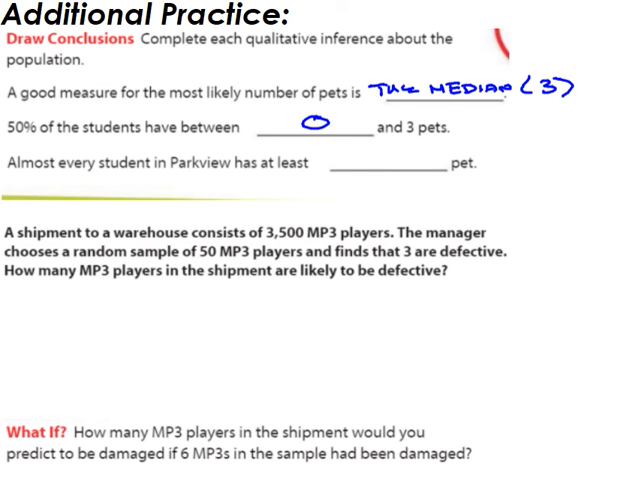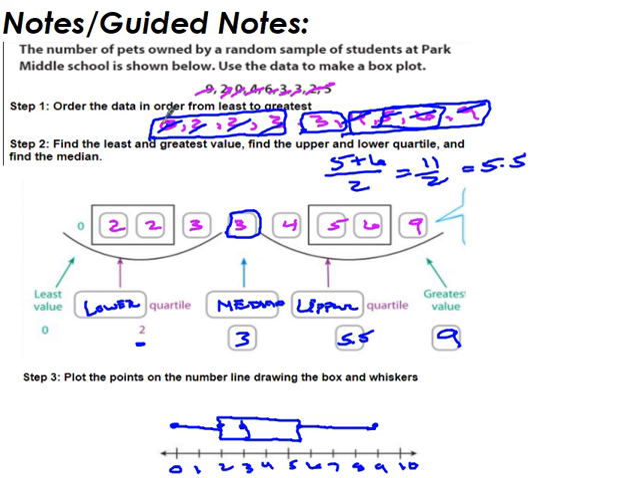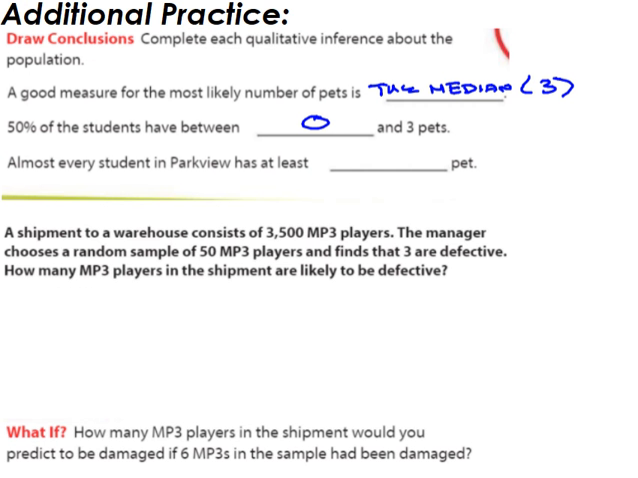Almost every student in Parkview has at least, well, let's see, of all of our 9 data points, we only have one person say 0, so I would say at least 1 pet. And there we go. Those are the conclusions we made based on this random sample. Now, did this student have any opportunity to talk to every single student? No, but based on this random sample, these are the conclusions they've made: that the most likely number of pets a student has at this middle school is 3, that about half the students are going to have between 0 and 3 pets, and almost every student is going to have at least 1 pet.